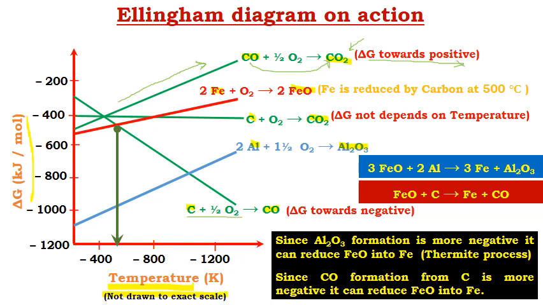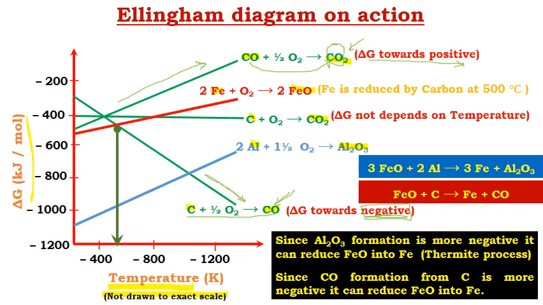Whereas if you are looking at the final reaction, the formation of carbon monoxide from carbon, it moves in this direction, meaning it moves from less negative to more negative. So the delta G is negative. What it indicates is that carbon monoxide is relatively more stable when compared with carbon dioxide, because carbon monoxide has a more negative delta G value.